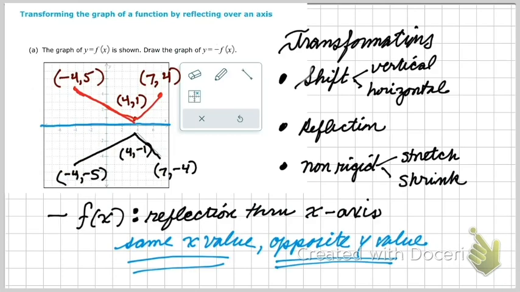With that, we have covered the transformation that is a shift. We have covered the transformation that is a reflection. And in our third part of the series, in the next video, we will look at non-rigid transformations.